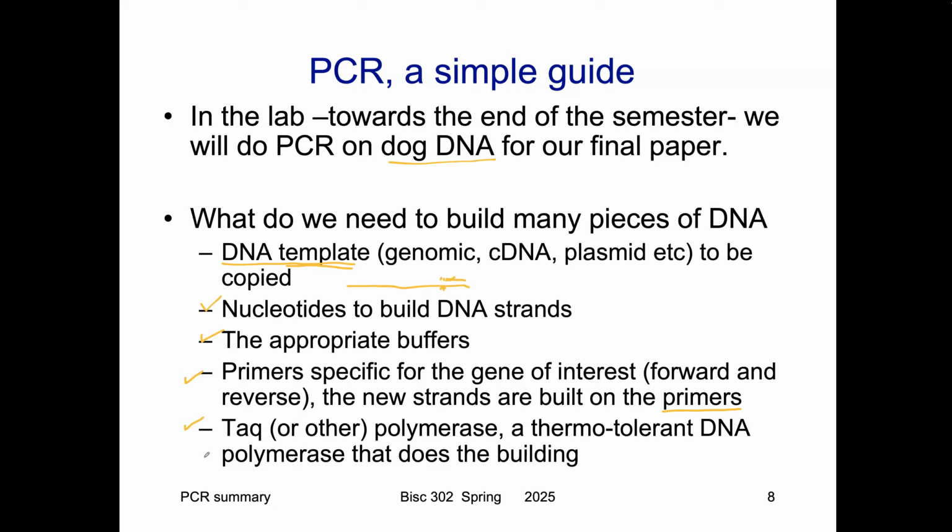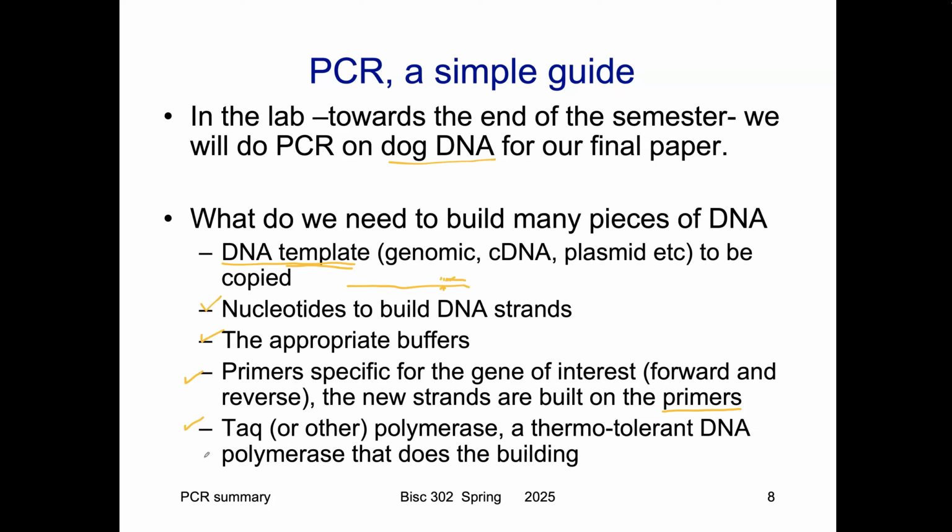The one we will use is Taq, but there are others that have different characteristics. You need a thermo-tolerant DNA polymerase. The reason is you're going to do cycles of heating the DNA to make it single-stranded, annealing the primers, so lowering the temperature so the primers can bind, and then extend. And you're going to do this usually between about 25 to about 35 cycles.